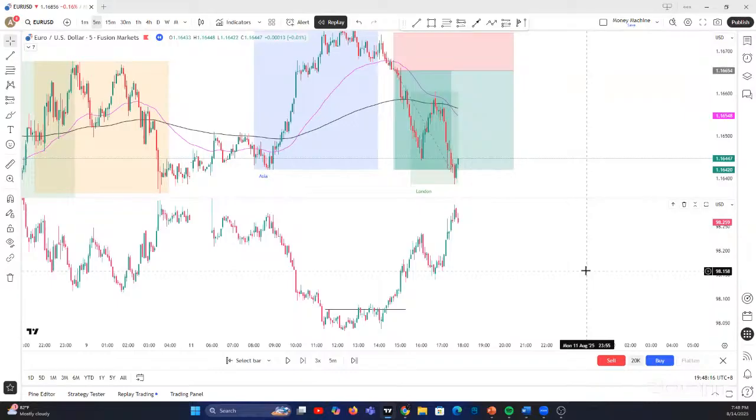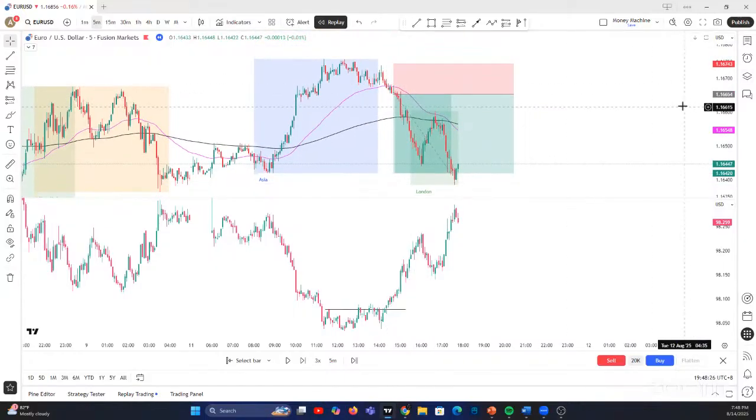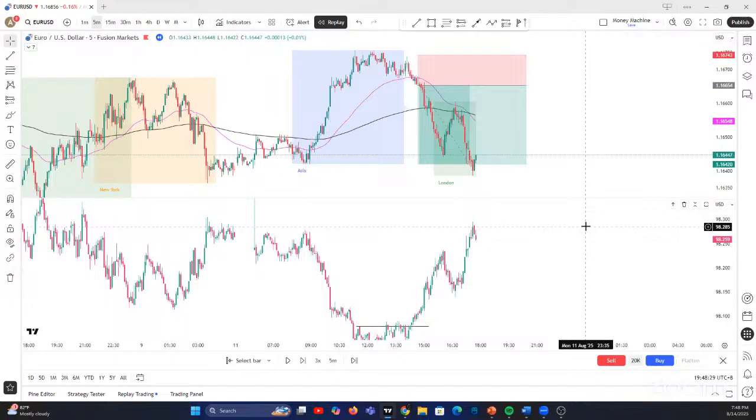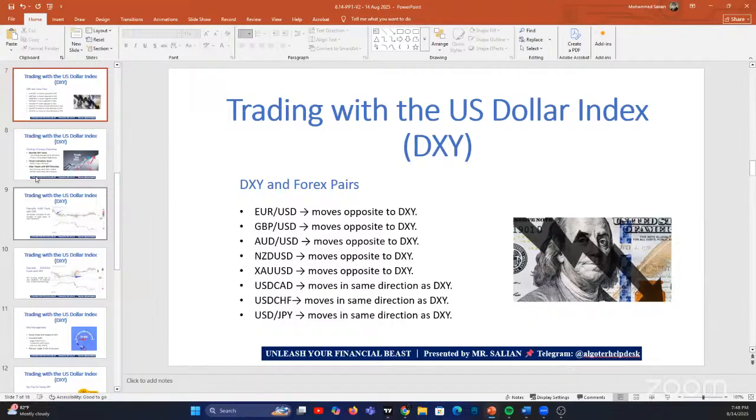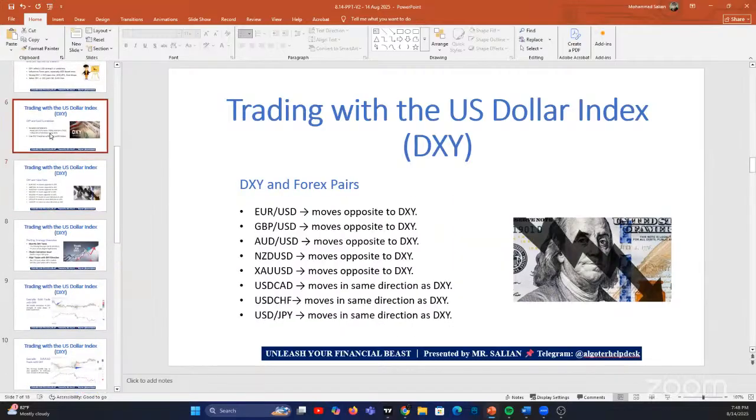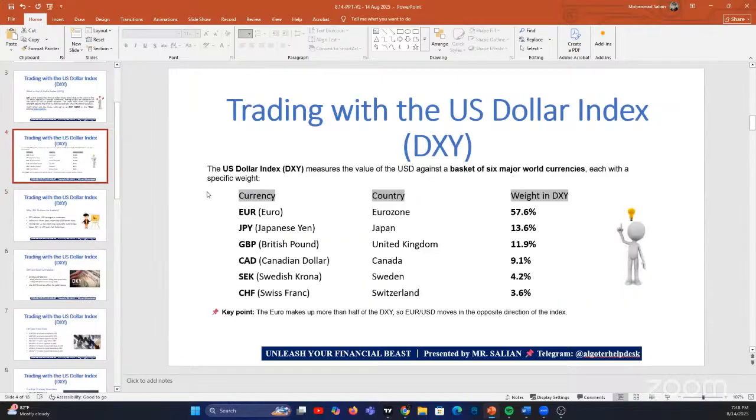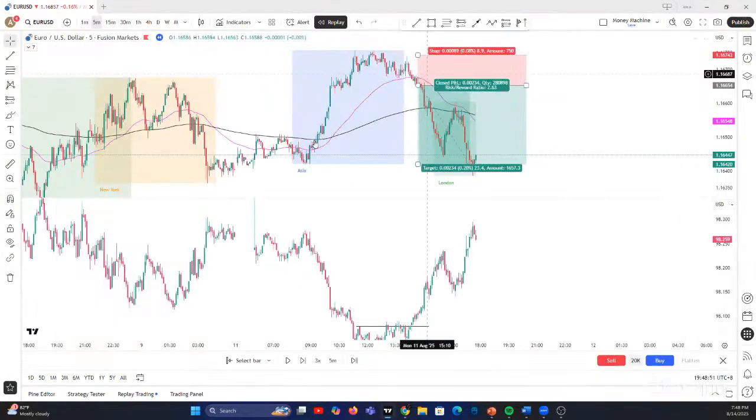So now I hope you've learned something new again tonight, my friends. It's just like that. You will capitalize using the DXY strategy. Okay? Use it on gold, on major pairs like the Euro USD, because, as I have explained, the euro makes up more than half of the DXY, so Euro USD moves in the opposite direction of the index. So that's it, my friend.